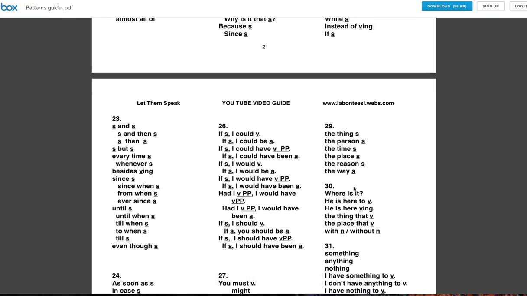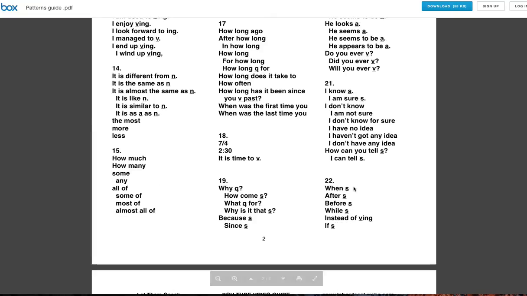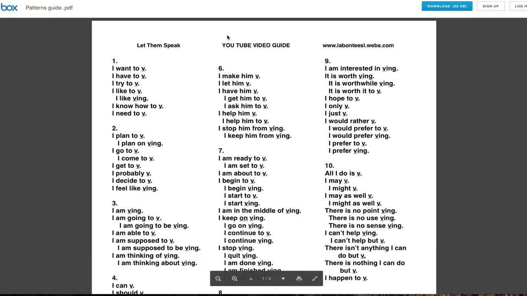Patterns usually convey feelings in English. If you were to use one verb, for example, go: I want to go, I have to go, I try to go, I like to go, I know how to go, I need to go. Go is the same, but the feeling changes here.